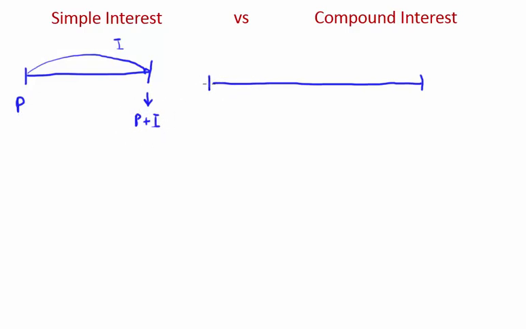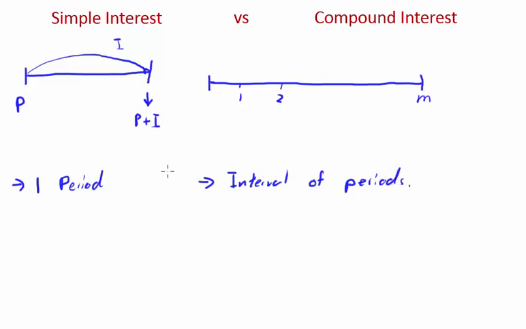Compound interest is similar, but not exactly the same. Because in compound interest, you are no longer talking about one period, you're talking about many periods. And you can have as many periods as you like. So M is a way of saying you can put any number here. It can be a million. So you would calculate the compound interest earned on a million periods. Right? So that's the first difference between compound and simple. With simple interest, you are talking about one period. In compound, you are talking about M periods. So that's the first difference.